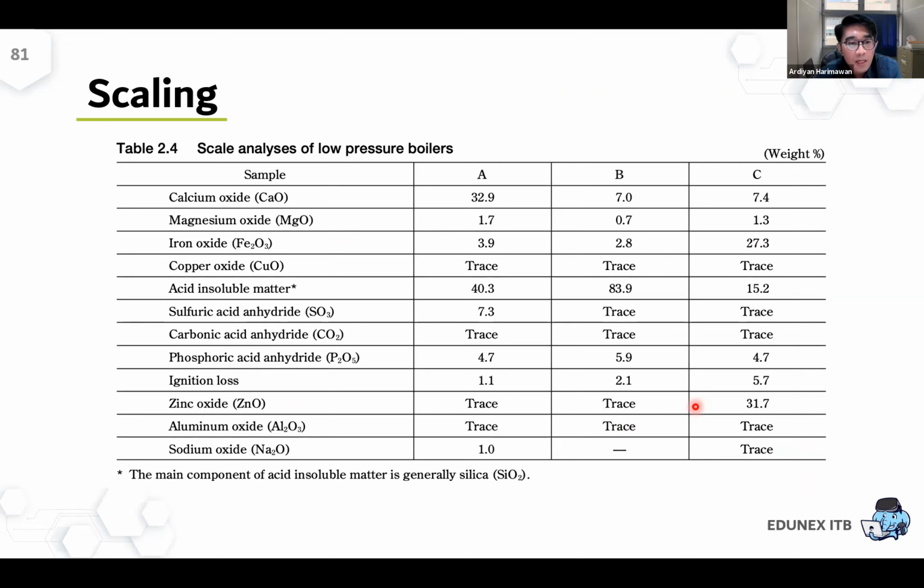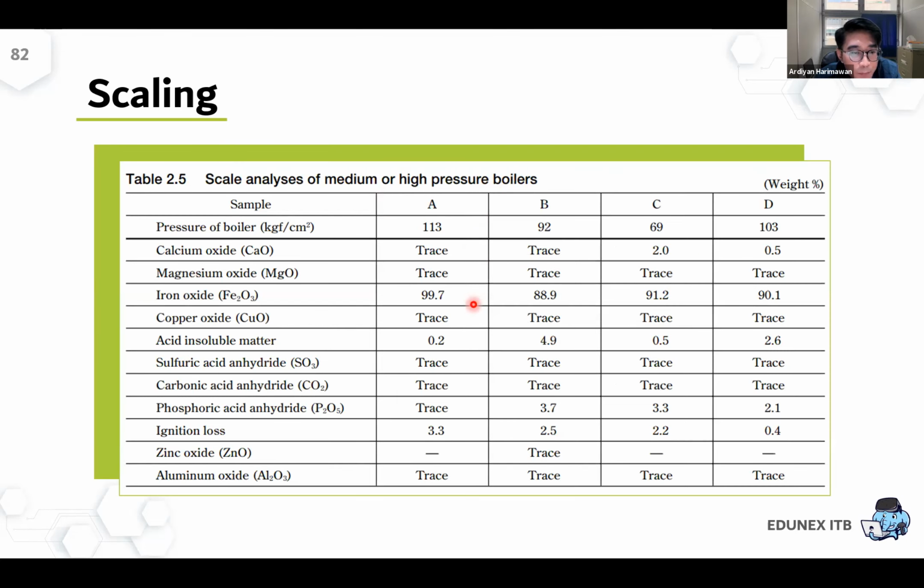Okay, the types of scale are quite different between low pressure boilers and high pressure boilers. For the low pressure boiler, usually we use softened water, or maybe fresh water. So the main component of the scale will be calcium oxide or magnesium oxide. It is quite significant in low pressure boilers. But for the high pressure boiler, because we already use demineralized water, the problems normally come from iron oxide or from the corrosion scale.